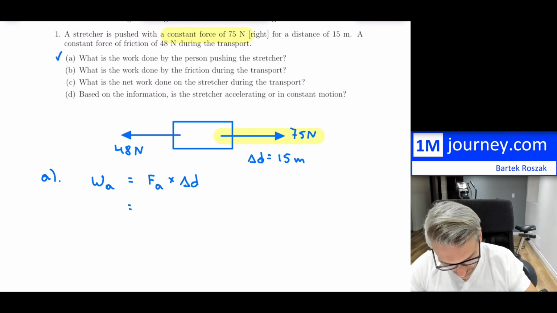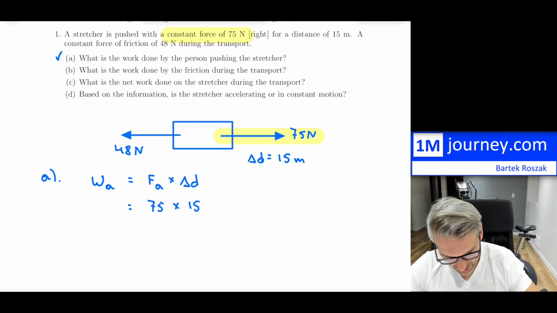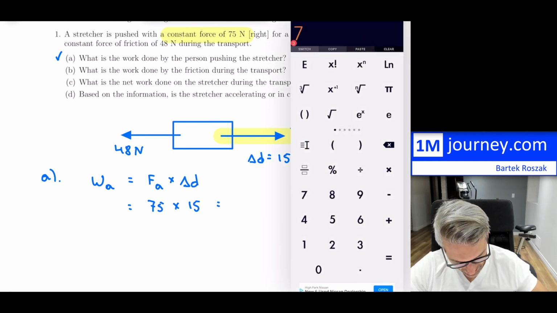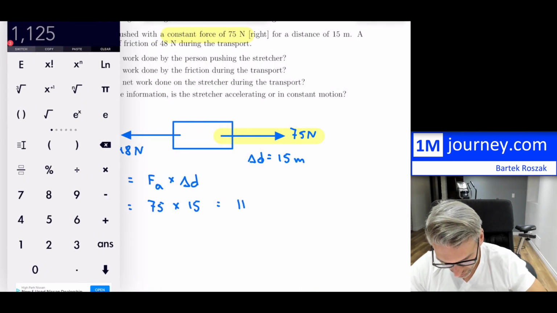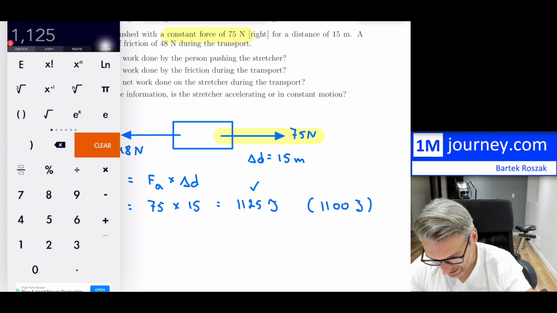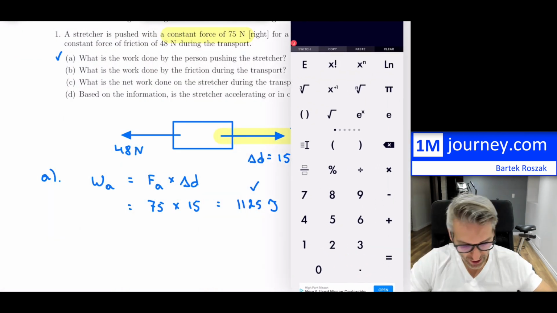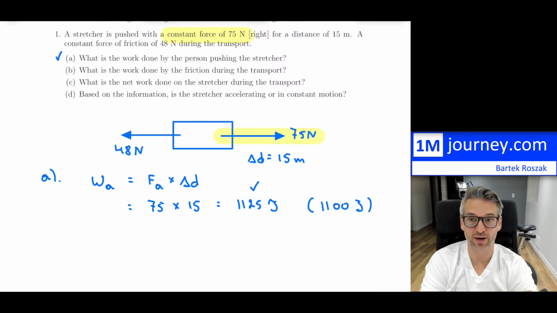So it's not very difficult for us to do that. This is going to be 75 multiplied by 15. Notice both newtons and meters, so we're going to get our answer in joules, which is exactly what we want. So 75 times 15, and I'm just going to leave this for the moment, 1125 joules. If you were rounding, this would have been 2 significant figures actually. So I'll put it in brackets, but I'm going to keep this in case I need it for the other items. Now, this is the actual work done by the person pushing the stretcher. So this is the actual work applied.